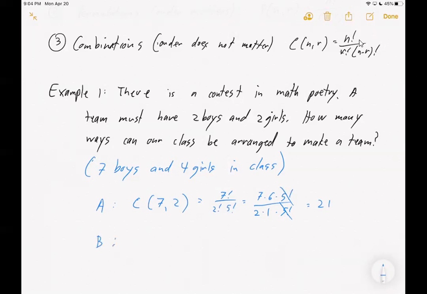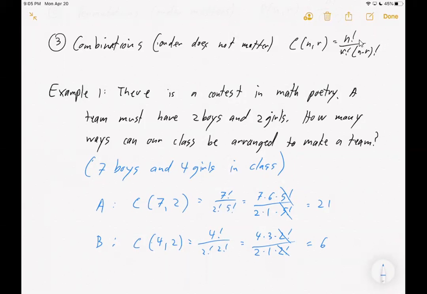Event B is how could we choose 2 girls? All right, so this would be the combination of 4 comma 2. That's even easier to do by hand. That's 4 factorial over 2 factorial, 2 factorial. So that's 4 times 3 times 2 factorial over 2 times 1 times 2 factorial. Cross those out, and there are 6 ways that we could choose 2 girls from the 4 girls in the class, right?